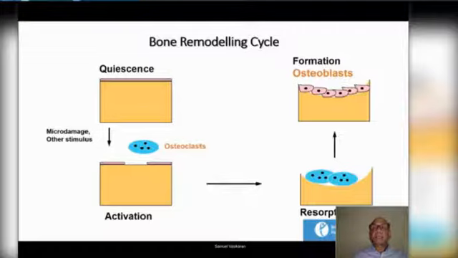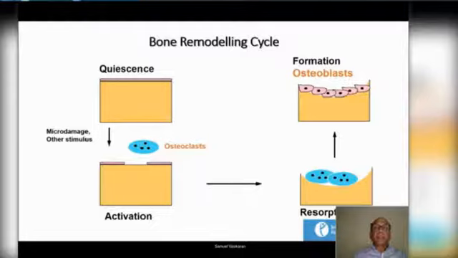Once that's finished, osteoblasts migrate to that cavity, line the cavity, and form a new osteoid, which is then mineralized to form new bone. In this way, old bone is replaced with new bone. If the amount of new bone is equal to the amount of bone that was resorbed, then skeletal mass is maintained and health is maintained.